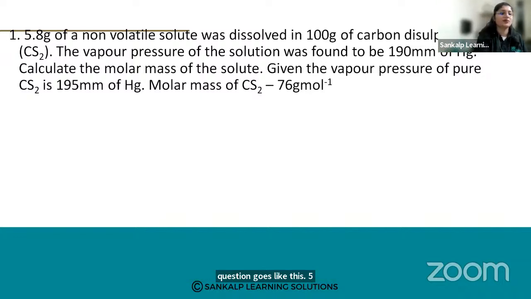5.8 grams of a non-volatile solute was dissolved in 100 grams of carbon disulfide, that is CS2. The vapor pressure of the solution was found to be 190 mm of Hg. Calculate the molar mass of the solute. Given the vapor pressure of pure CS2 is 195 mm of Hg, the molar mass of CS2 is given as 76 gram per mole.